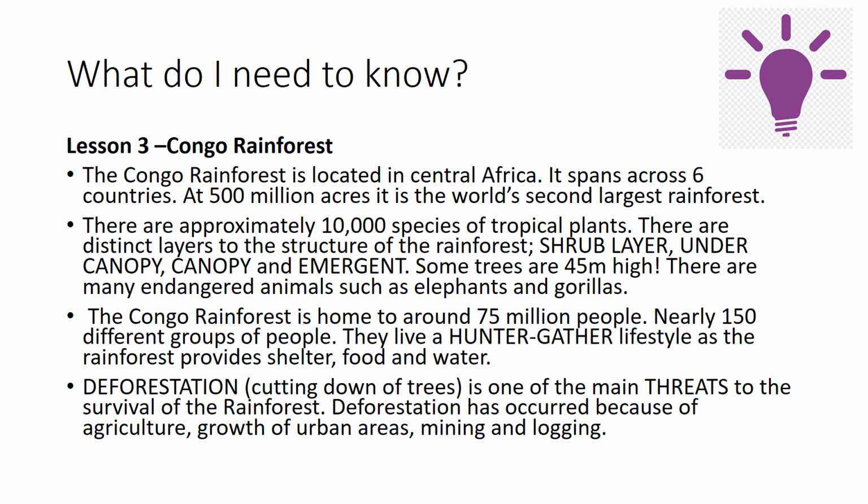There are approximately 10,000 species of tropical plants in the rainforest, and these are in distinct layers: the shrub layer, the undercanopy, canopy and the emergence. Some of the trees are 45 metres high, and there are many endangered animals such as elephants and gorillas who make it their home. The Congo rainforest is home to around 75 million people, nearly 150 different groups, many of whom live a hunter-gatherer lifestyle, as the rainforest provides shelter, food and water.